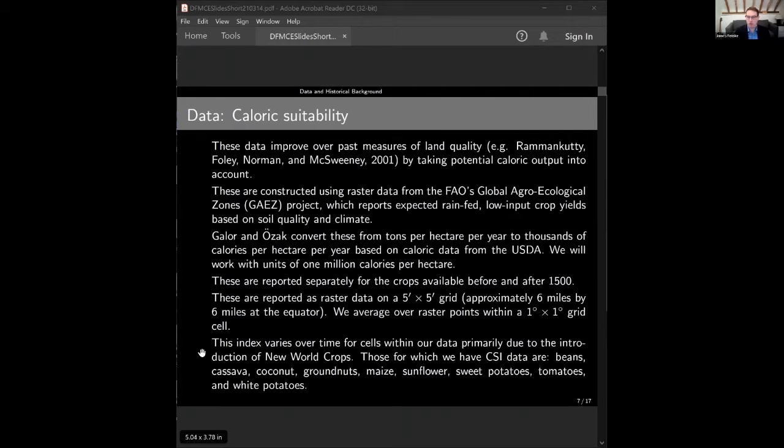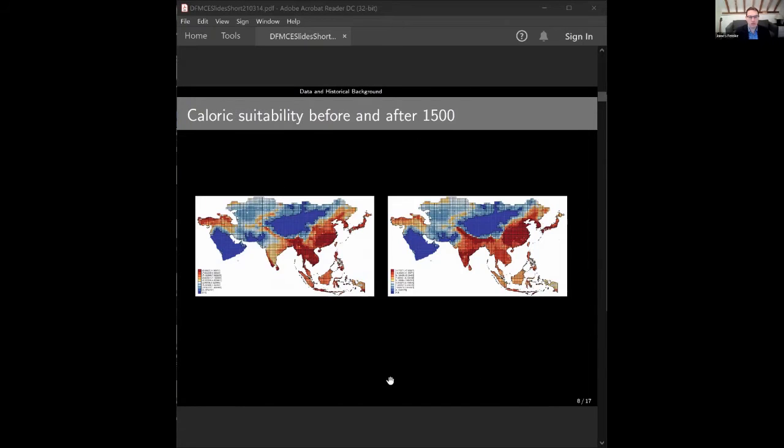Which New World crops are important in the Old World and are contributing the most in terms of calories? Well, beans, cassava, coconut, groundnuts, maize, sunflower, sweet potatoes, tomatoes, and what I grew up being told was called potatoes. In terms of which one is most important for calories in most cells, maize is going to be the calorie king in our data. And so you can see gains in caloric suitability, particularly in northern India and in northern China, as a result of the ability to produce New World crops in our data, moving from before 1500 to after 1500.